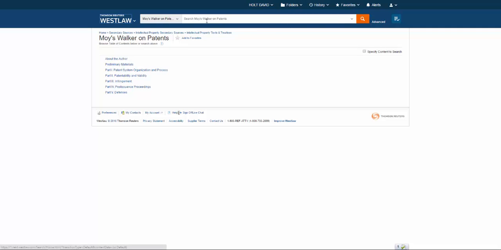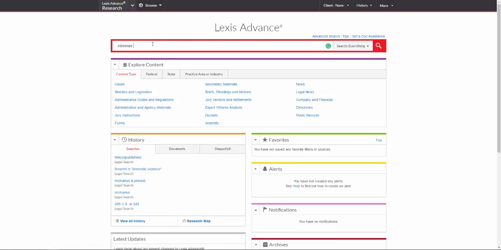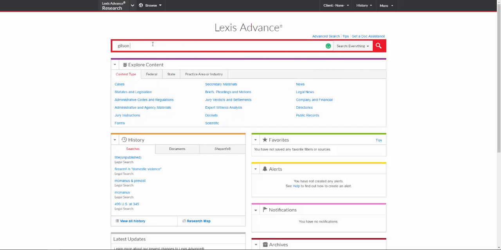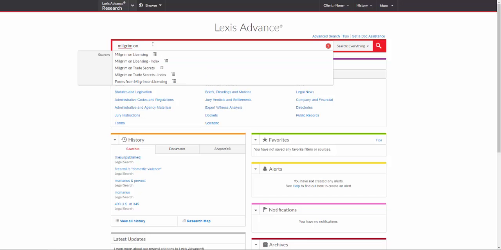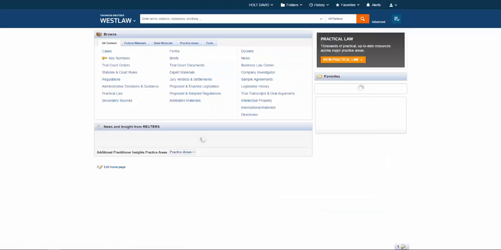So we have Nimmer on copyright available on Lexis. We also have Gilson on trademarks, Milgram on licensing, Horowitz on patent litigation. Those sources are considered considerably more authoritative than their equivalents on Westlaw.